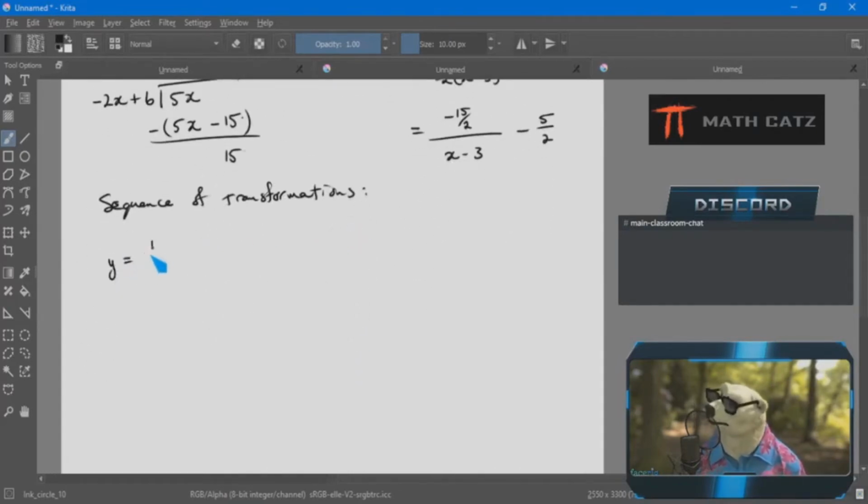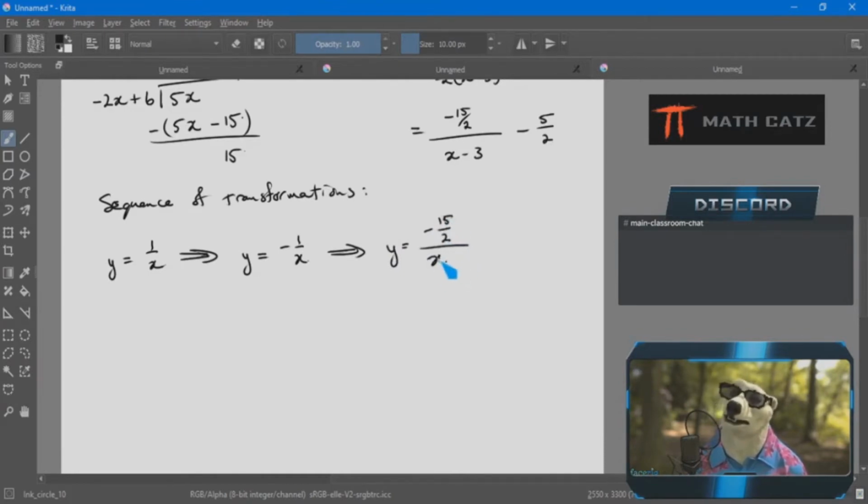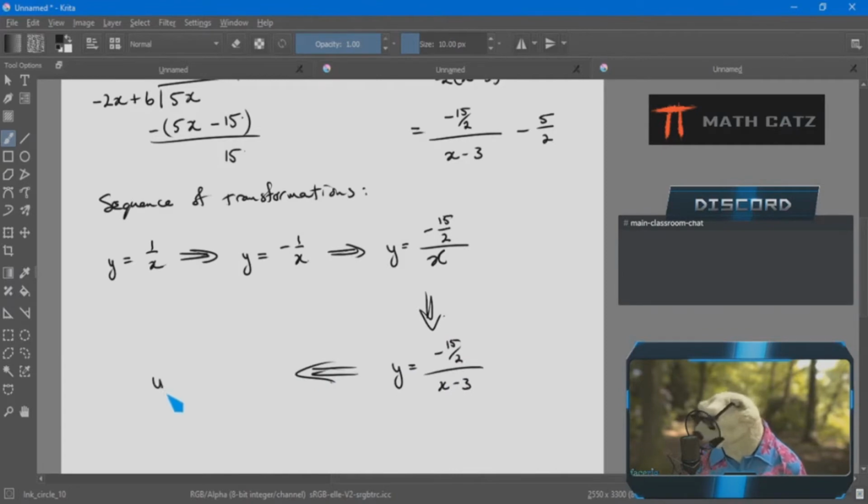I'm going to start with 1 over x, my basic rational function. I only need 1. Then I like to do a reflection, so I multiply the right-hand side by negative 1. Actually, yeah, it doesn't matter. Then you can maybe do the stretch by multiplying the right-hand side with 15 over 2 in this case. I'll go this way. Then I will replace x with x minus 3. And lastly, the 1 I leave until the end.